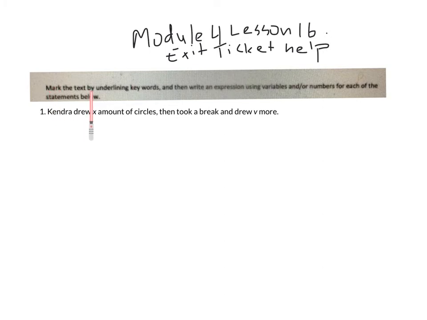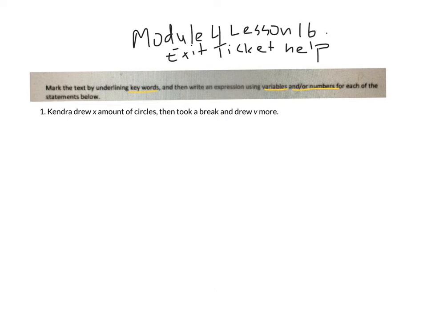So it wants us to mark the text by underlining keywords and then write an expression using variables and/or numbers for each of the statements below. And so our first statement is Kendra drew X amount of circles, then took a break and drew V more. So we're going to mark the text by underlining the keywords that we're going to need to translate into math terms. So those are things like variables and/or numbers, okay, and keywords.